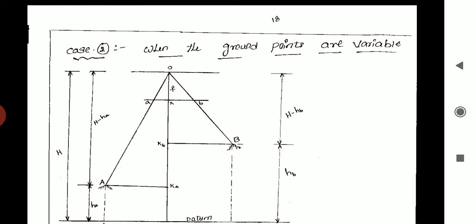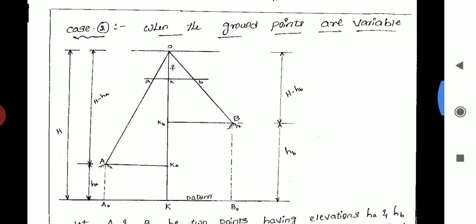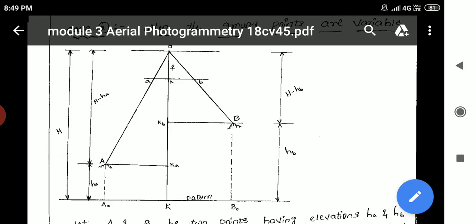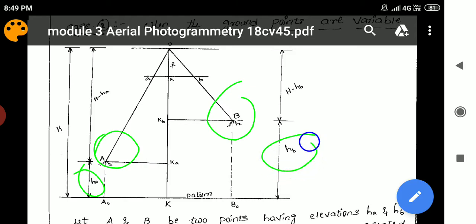See here, let A and B be two points having elevations small hA and small hB. A and B are two elevated points, and hA, hB are their heights above mean sea level. They are represented by the points a and b.